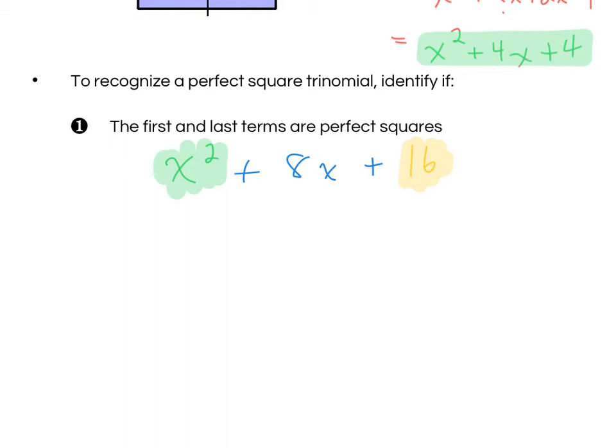So let's see. Is x squared a perfect square? Yes, it is. I know that because the square root of x squared is a nice clean value, and it's x. And I look at 16. Is 16 a perfect square? Well, yes, it is, because I know that the square root of 16 is a nice, pretty whole number. So the trinomial that I presented you in this example is so far looking like it might possibly be a perfect square trinomial because it fulfills the expectations of that first rule.